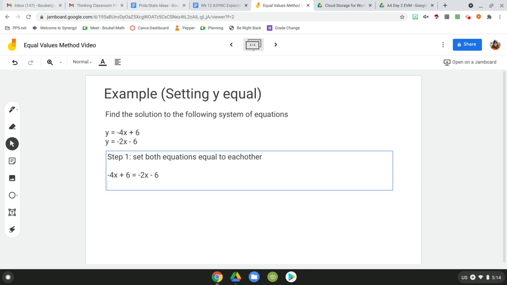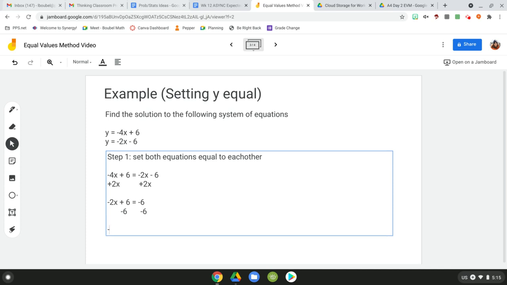Okay, now I'm going to go ahead and add 2x to both sides. So now over here I've got negative 2x plus 6 equals negative 6, because that negative 2x and that positive 2x canceled each other out. But I still want to get the x by itself here, so I'm going to subtract 6 from both sides. Now I got rid of the plus 6 on the left-hand side, and now I've got negative 2x equals negative 12.